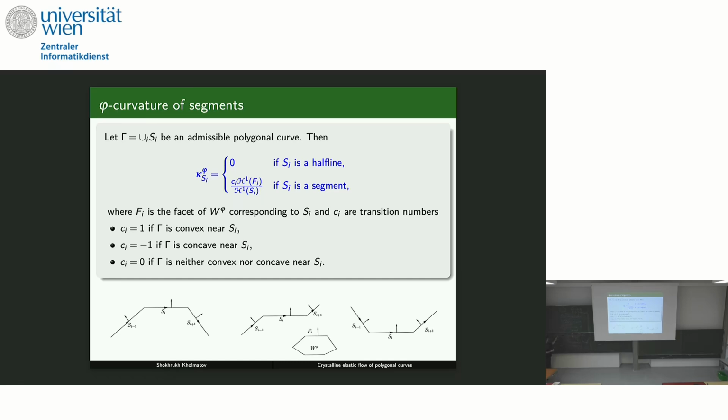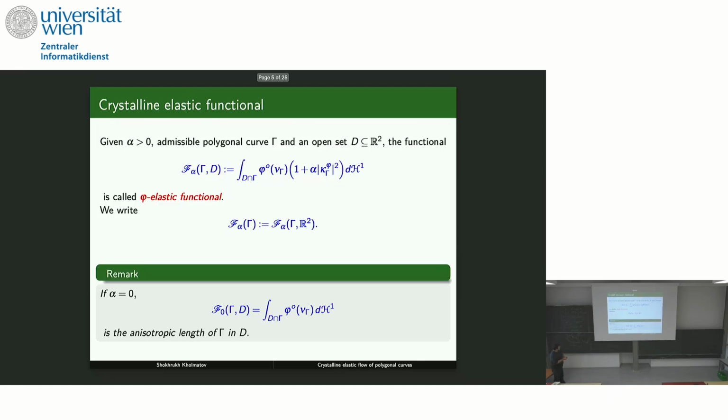And now that I have defined what curvature is, according to what Miura-san said, I can introduce elastic energy, and in this case, crystalline elastic energy. In the same way, I add length and then curvature squared. And since I can have unbounded curves, I can localize it to some bounded open set, or I can compute the energy completely. It could be infinite in the unbounded case. Clearly, when alpha equals 0, this is nothing but the length.